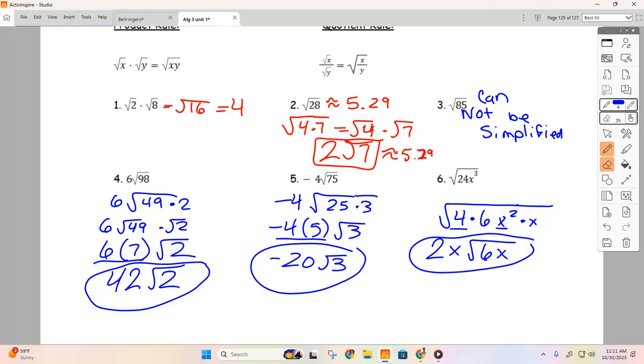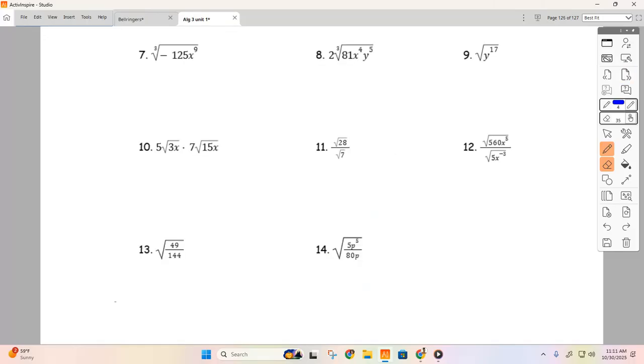Are we ready to move to the next? All right.